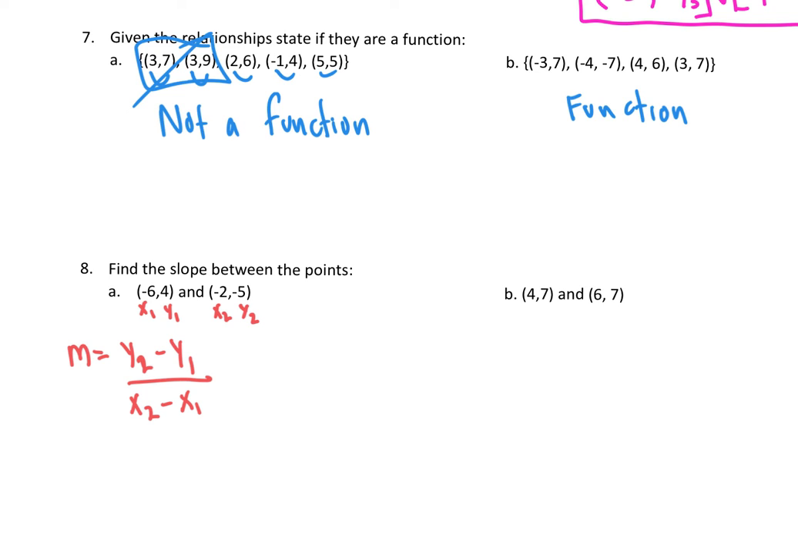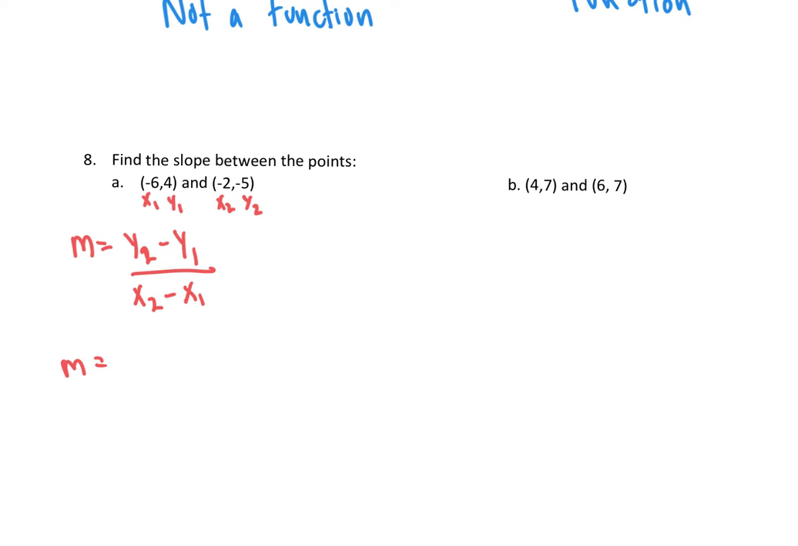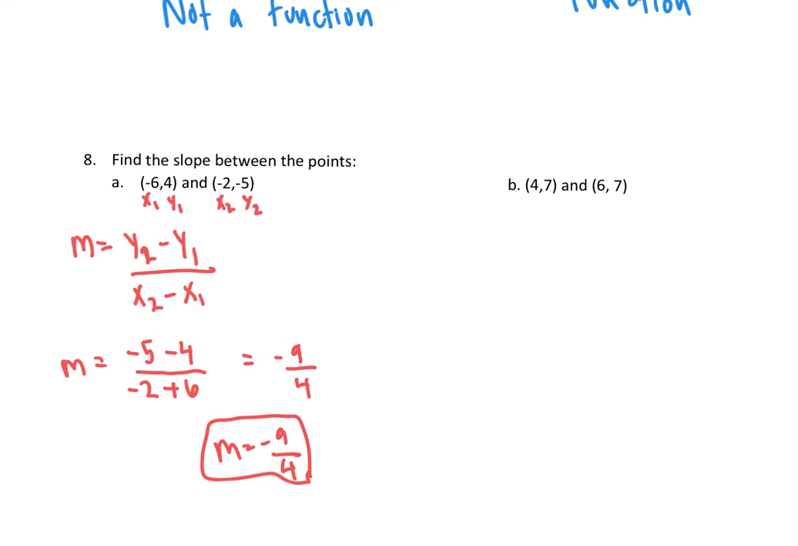Okay, so we have our slope is equal to y2, which is negative 5, minus y1, which is negative 4, over x2, which is negative 2, minus x1, so minus negative 6 is plus 6. That gives me negative 9 over 4. And since we can't reduce that, that is our slope. There we go.